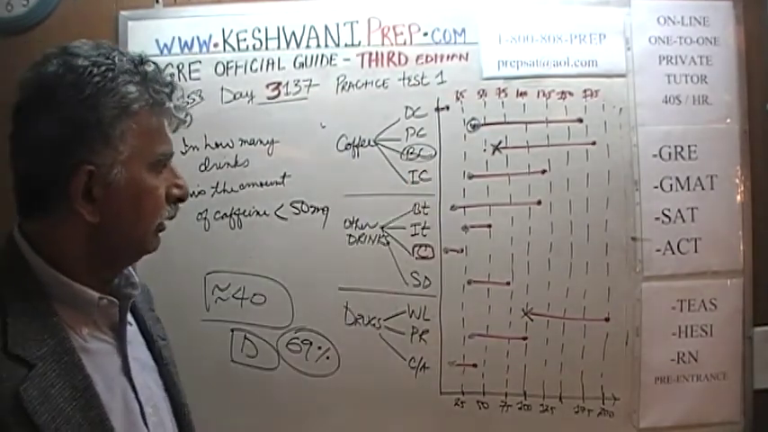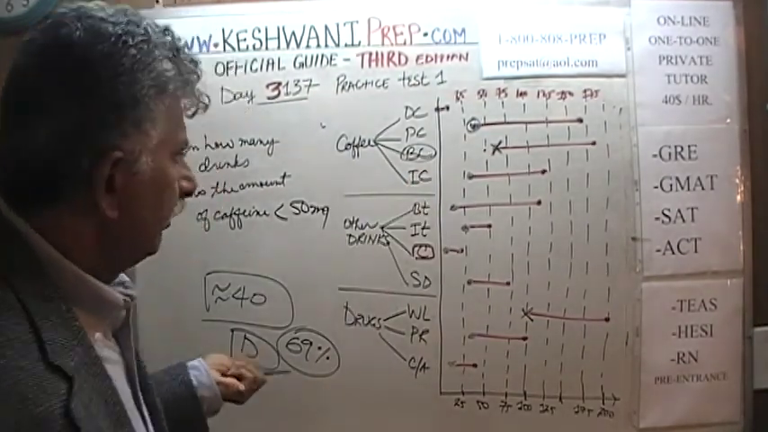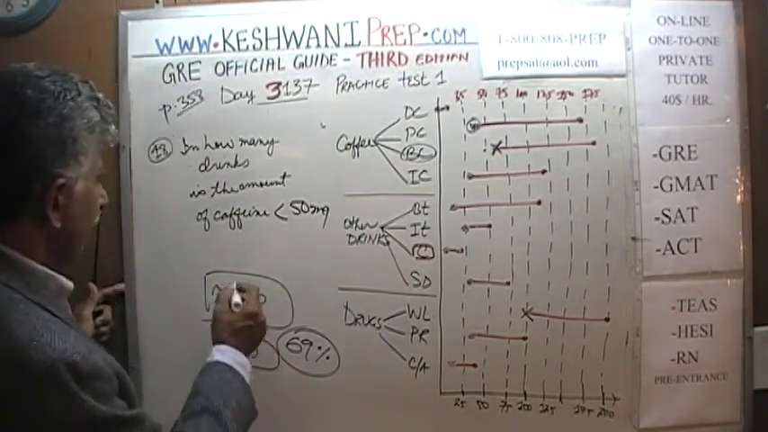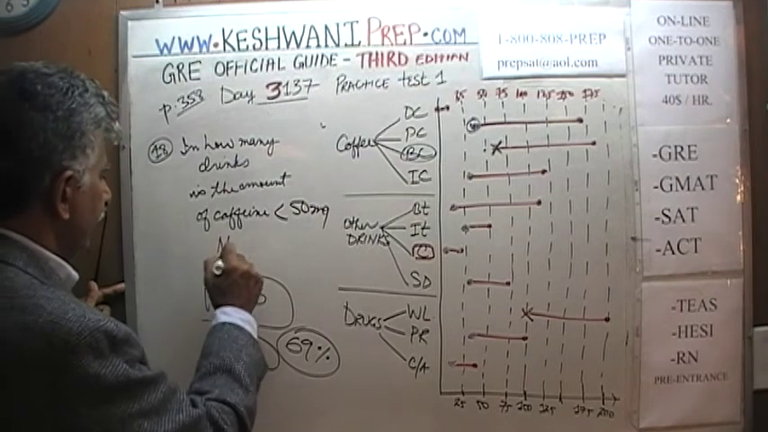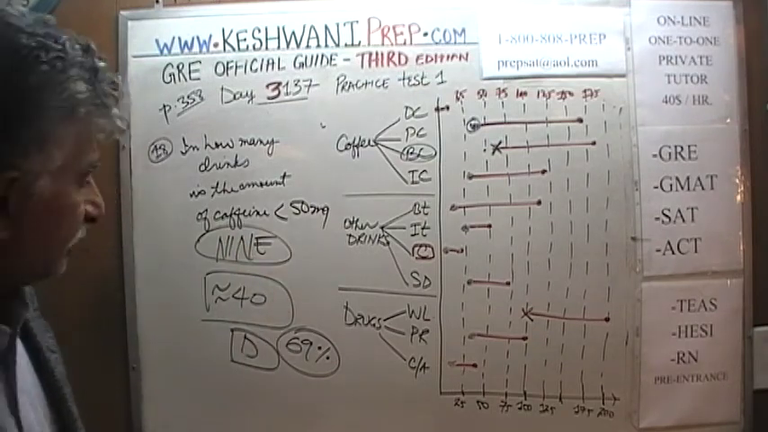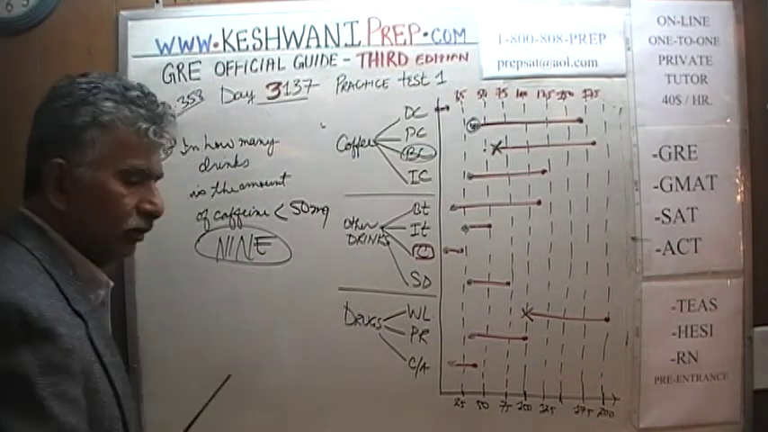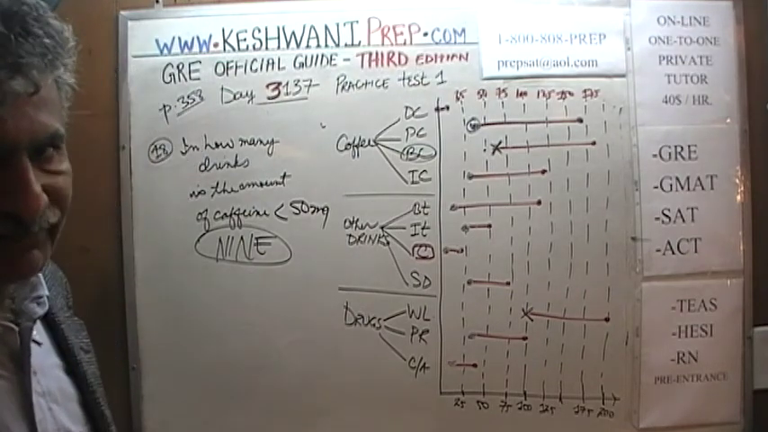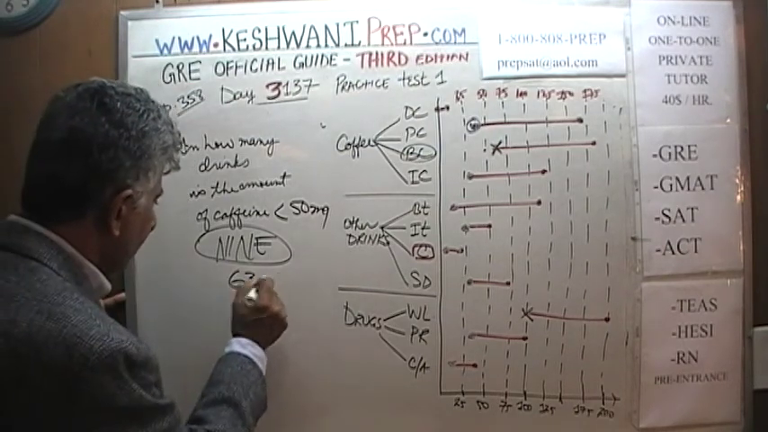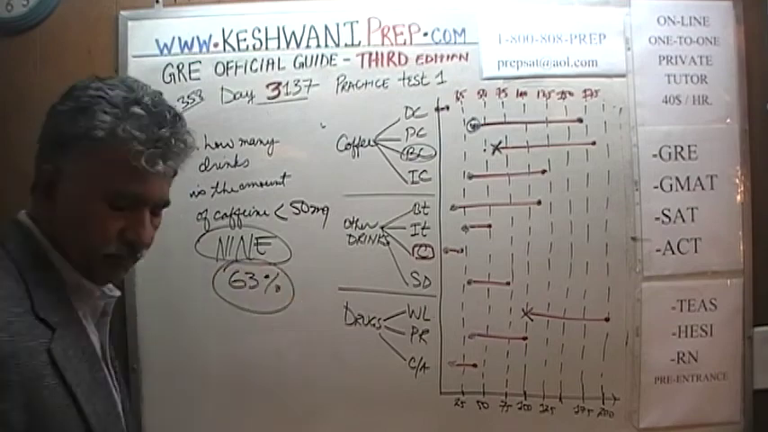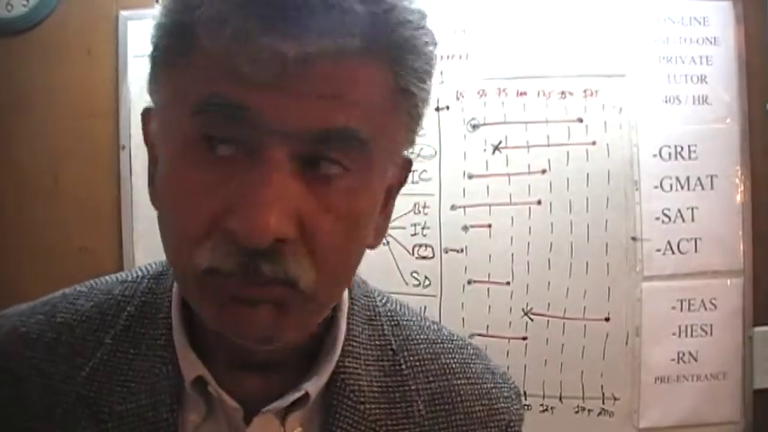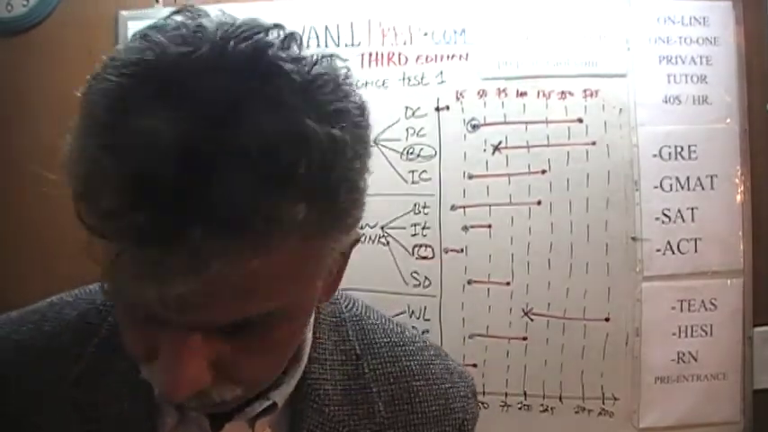I left it out. So 11 minus 2, there are 9 such drugs. The answer is there are 9 of them. There are 9 such beverages and drugs where it is possible to have a dosage or a serving where you will have less than 50 milligrams. Answer is 9. 63% of people had no trouble with it. But that also means that almost 40% missed it. Let's look at the next one.